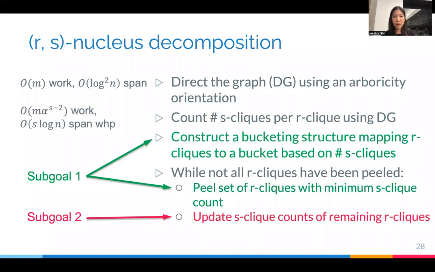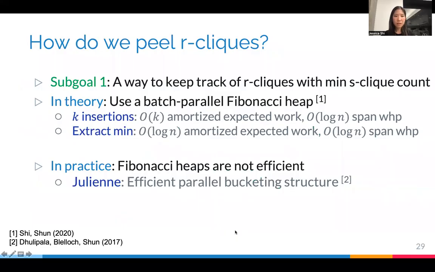So first, we need a way to create and maintain this bucketing structure that maps triangles to a bucket based off of the number of K-cliques. And also we need a way to update the K-clique counts of the remaining triangles. So the first subgoal is we need a way to keep track of triangles with the minimum K-clique count.